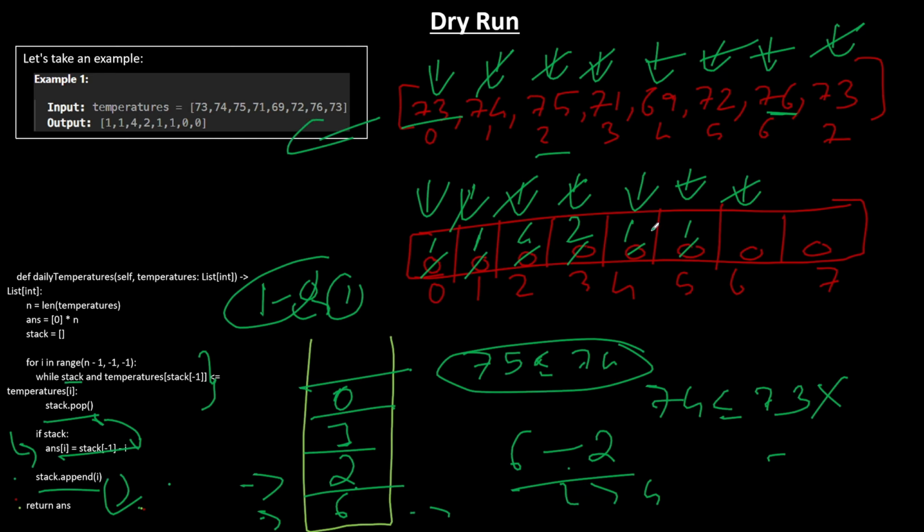And we can see our array. It is 1 1 4 2 1 1 0 0. So it is 1 1 4 2 1 1 0 0. So we got the required output, right?